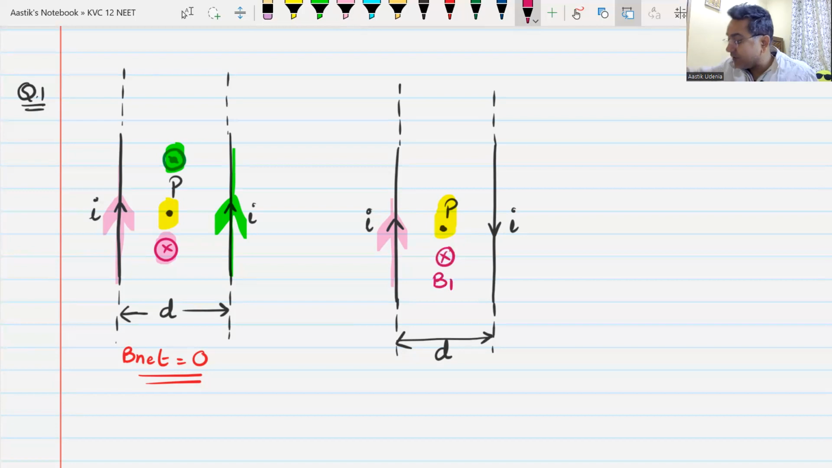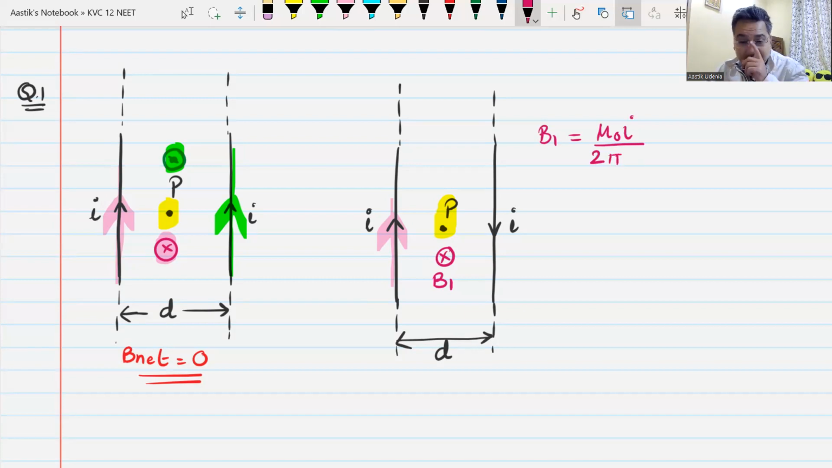Let me call it B1. Now let me write the value of B1. How much will be the value of B1? Infinite wires. Formula? Mu naught I by 2 pi into R, the distance of the point P from the wire.